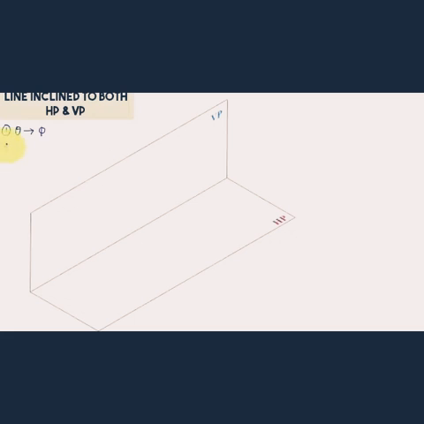And in the second diagram, you'll see that initially the line is assumed parallel to HP and kept at an angle of phi with respect to VP. And as we go along, you'll see that the line automatically gets itself inclined at an angle theta with respect to HP. Okay, so let's begin.